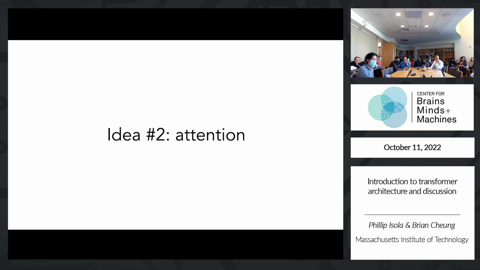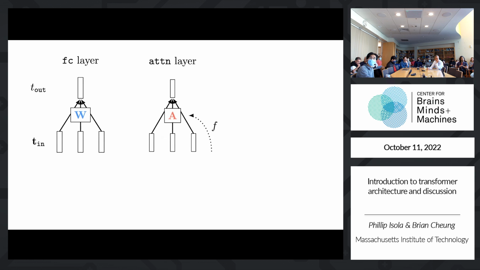So that idea number 1 is build things out of tokens, vector valued units, as opposed to out of neurons, scalar valued units. Idea number 2 to me is attention. Maybe this is the most famous idea of transformers, is they have this new layer called attention. So let's look at what attention is.